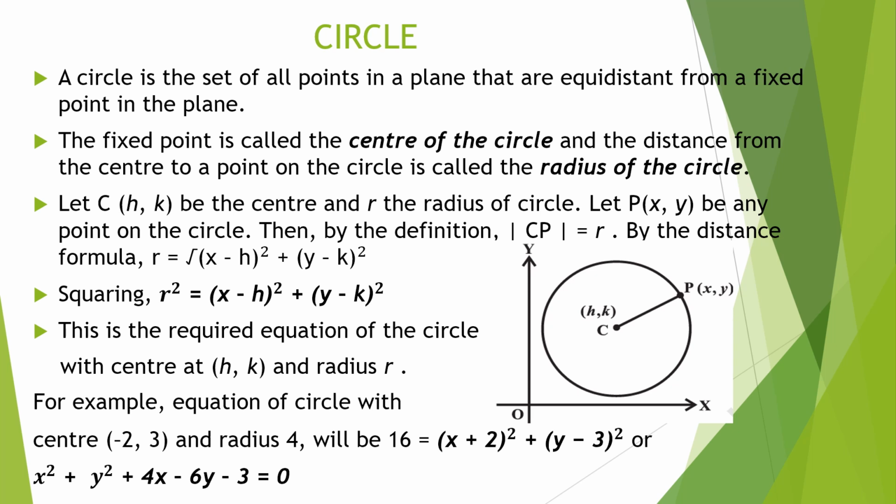The fixed point is called the center of the circle and the distance from the center to a point on the circle is called the radius of the circle. Suppose in the given diagram, C, which has coordinates (h, k), is the center and r is the radius of the circle. Let P(x, y) be any point on the circle. Then by definition, the distance CP is equal to r, the radius.